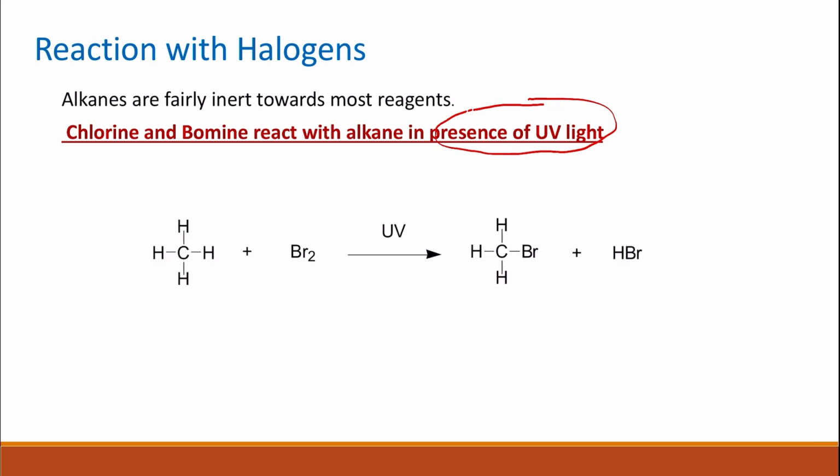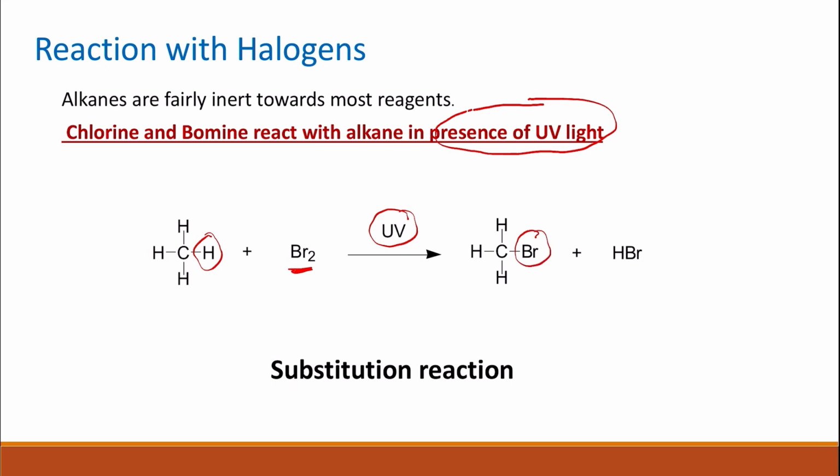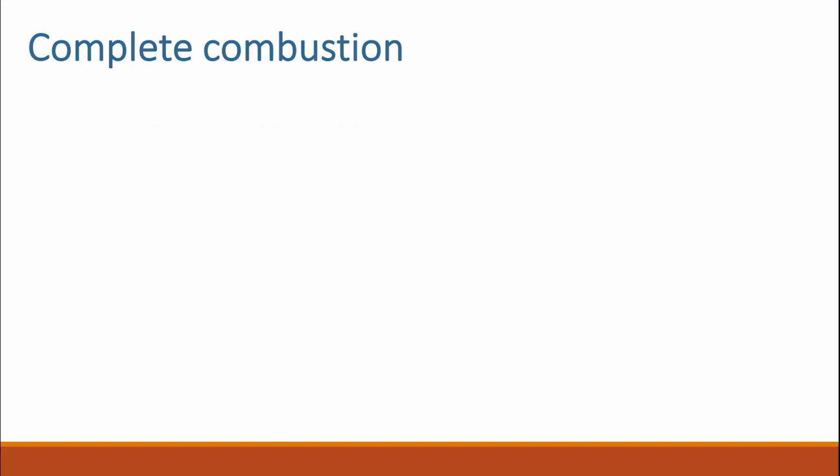In this reaction, if you have an alkane like methane and you react it with bromine in the presence of UV light, there will be a substitution reaction where one hydrogen from the alkane will be substituted with one bromine to give you a bromoalkane, or bromomethane in this case, and hydrogen bromide. This reaction will only proceed in the presence of UV light.